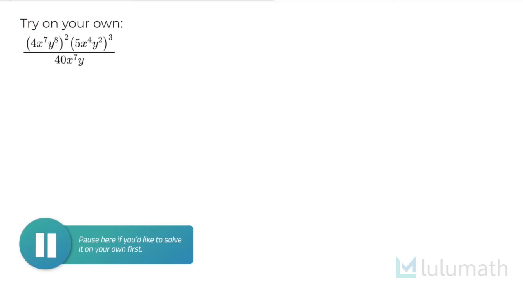All right, try this problem on your own. Press pause, see how you do, and come back and check to see if you got it right.